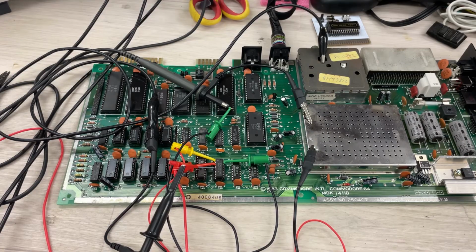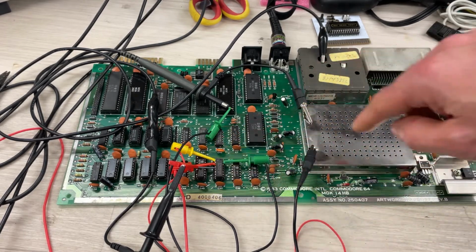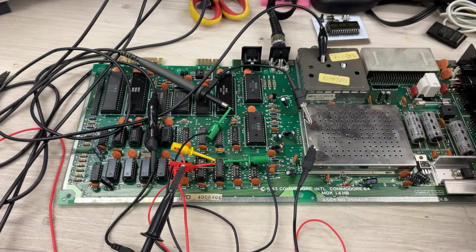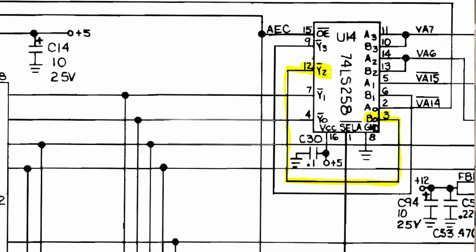And this is my working C64. I went ahead and socketed these two chips. This one is the one I'm working on. Let's see how it looks on this one. Again, we are monitoring input pin number 3, which again is looped. It's coming from output pin number 12, Y2. And let's see how it looks on this one.